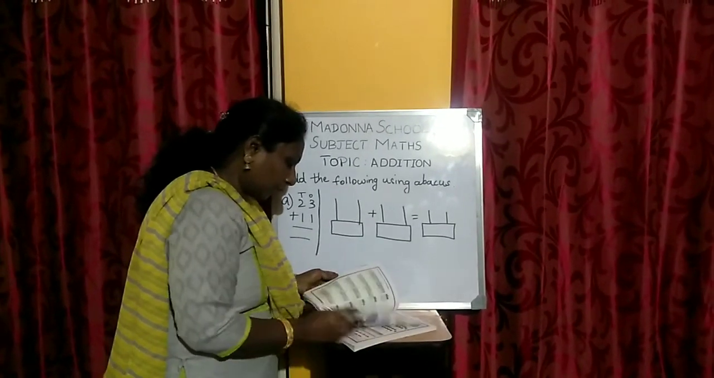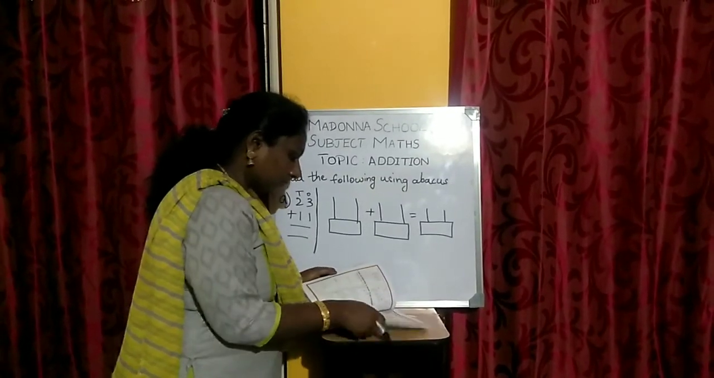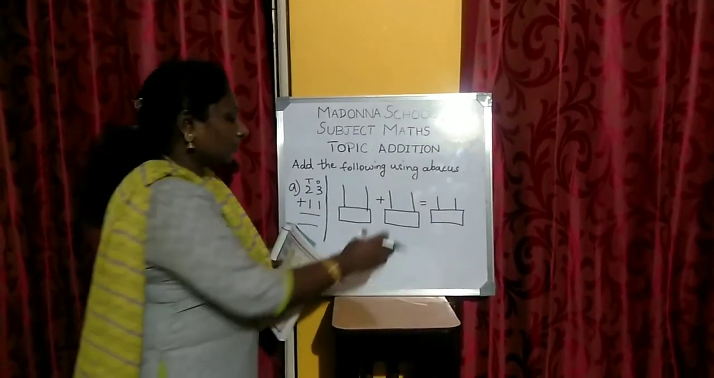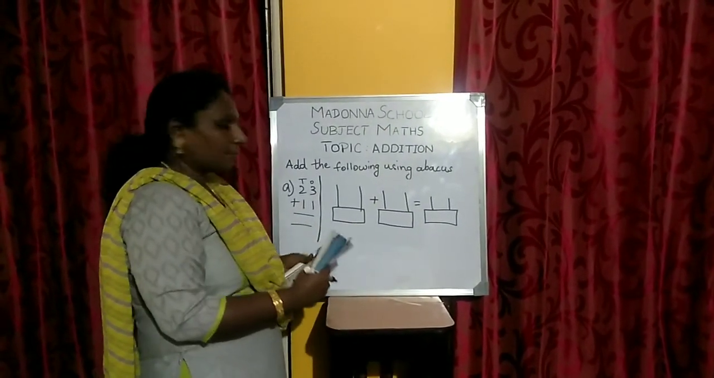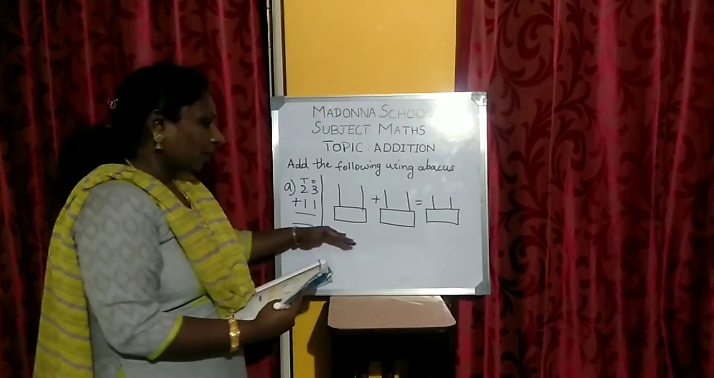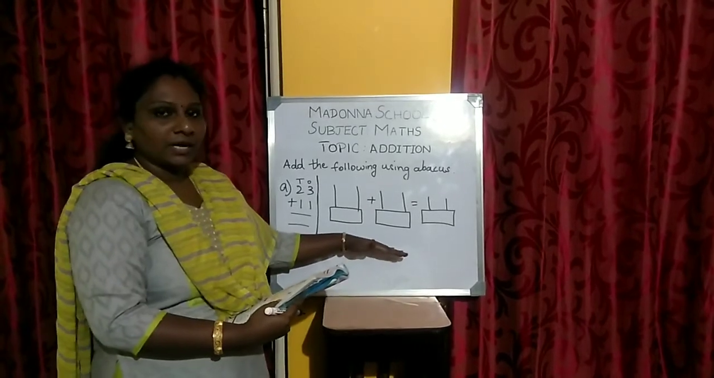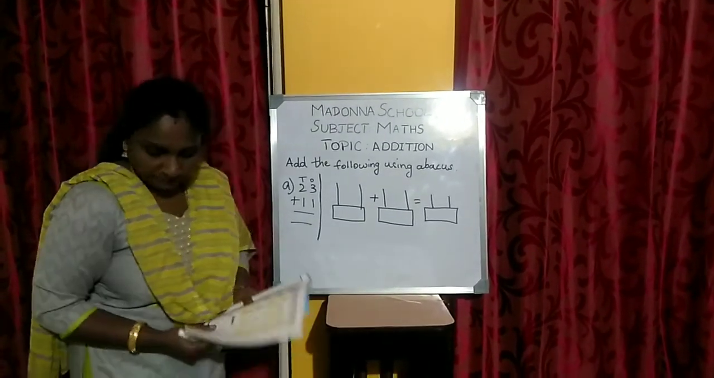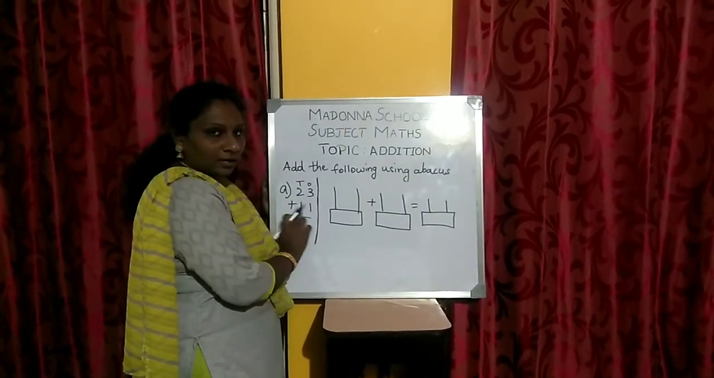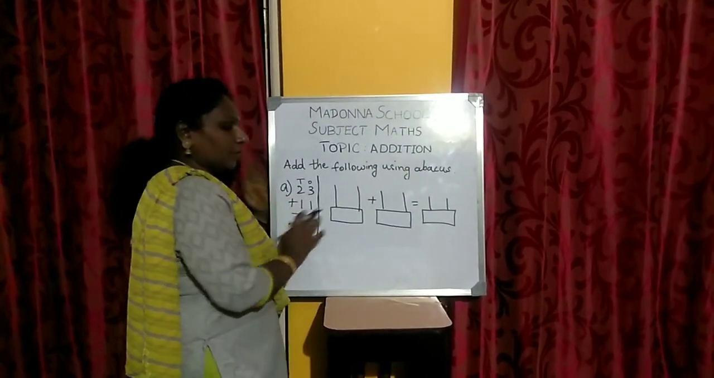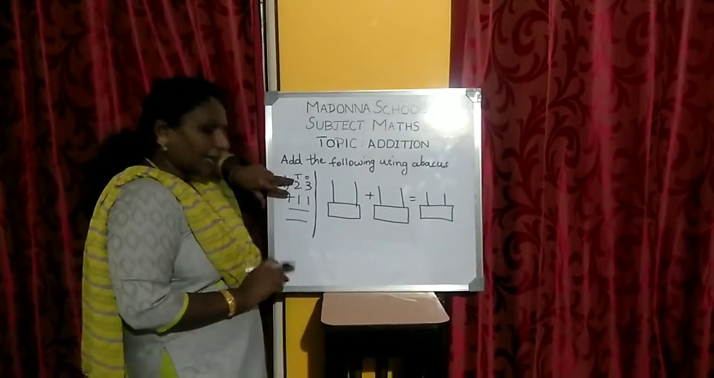So on page 91, we are going to add the numbers using the abacus. One example is already done in your textbook, so I am going to do that example now. The first one is 23 plus 11. How to do it in the abacus? How many numbers are you going to add? You are going to add 2 numbers.